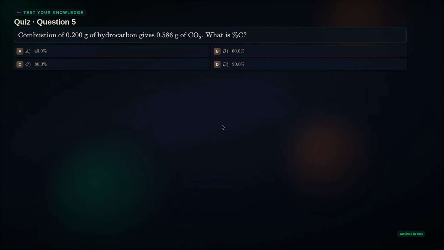Quiz question 5. Combustion of 0.2 grams of a hydrocarbon gives 0.586 grams of CO2. What is the percentage of carbon in the compound? Option A, 40%. Option B, 60%. Option C, 80%. Option D, 90%. Take a moment to calculate your answer.